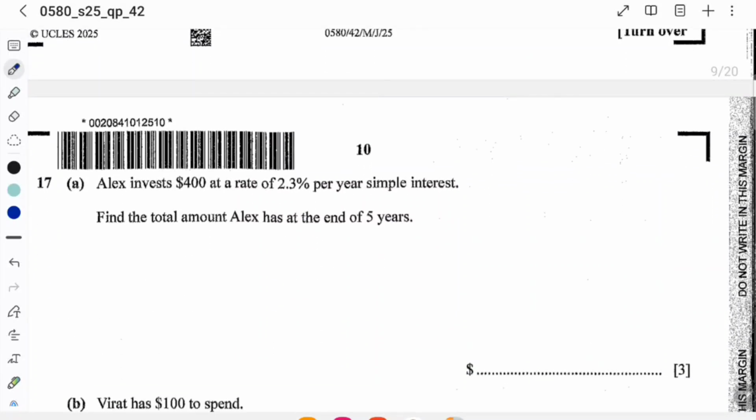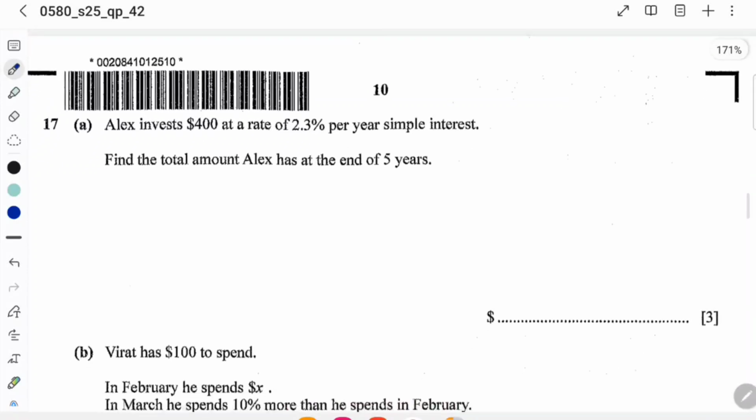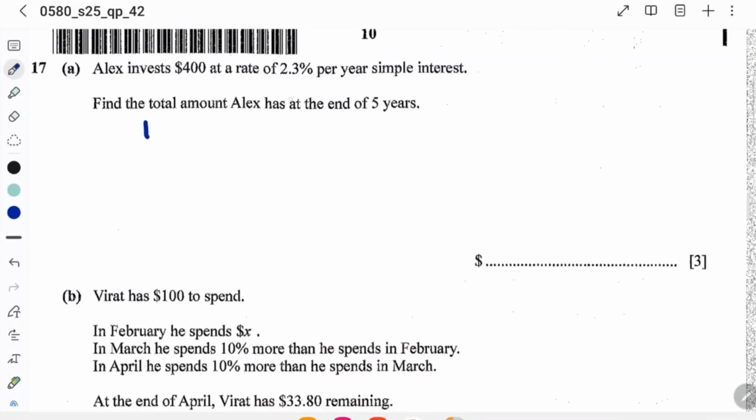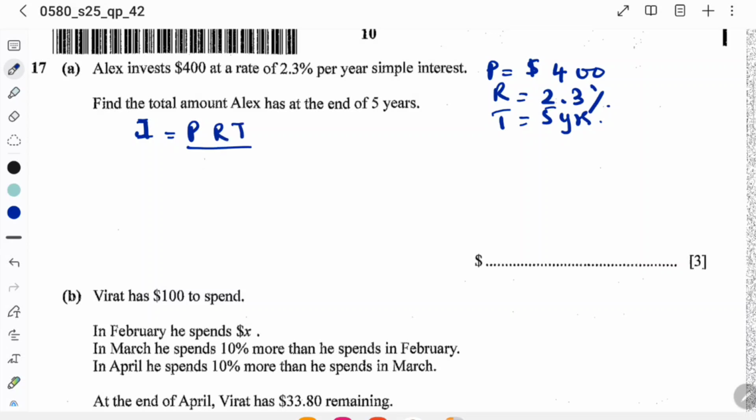In question number 17, Alex invests $400 at the rate of 2.3% per year simple interest. Find the total amount Alex has at the end of 5 years. So it's a simple interest question. Simple interest means I equals PRT upon 100. So your principal, the investment, is 400, the rate is 2.3% per annum or per year, and the time is given as 5 years. I equals PRT upon 100, that is equal to 400 into 2.3 into 5 upon 100.